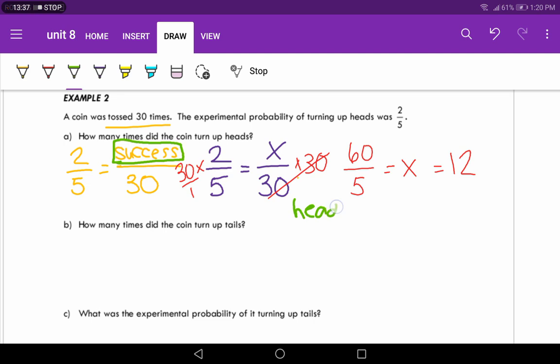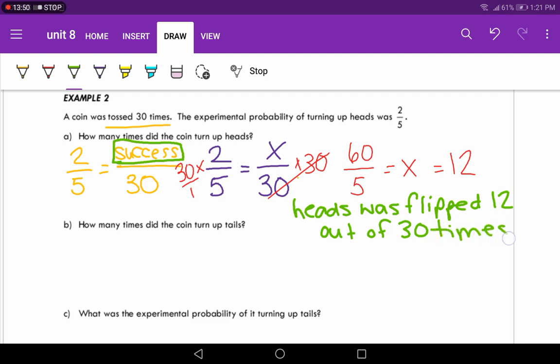Heads was flipped 12 out of 30 times. Okay, so for the first example, we were trying to find the probability. For this example, we were given the probability.